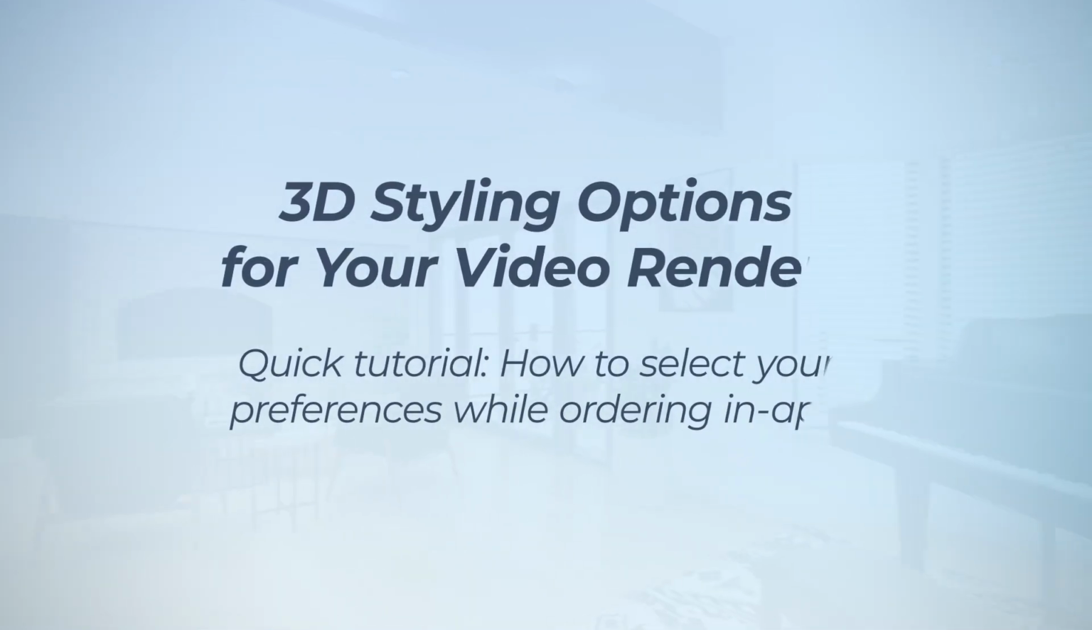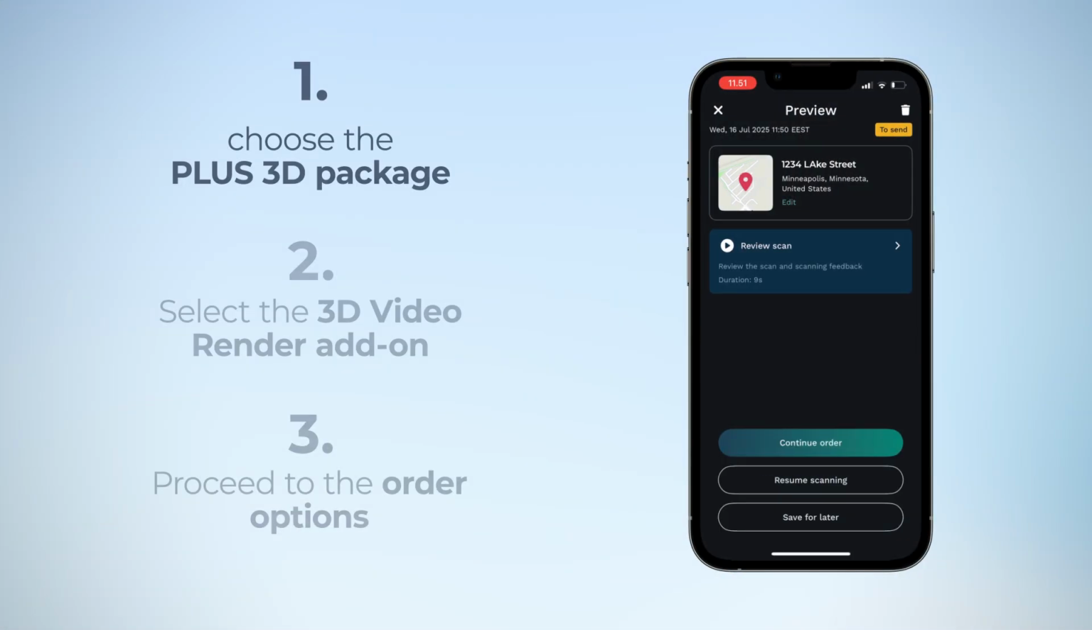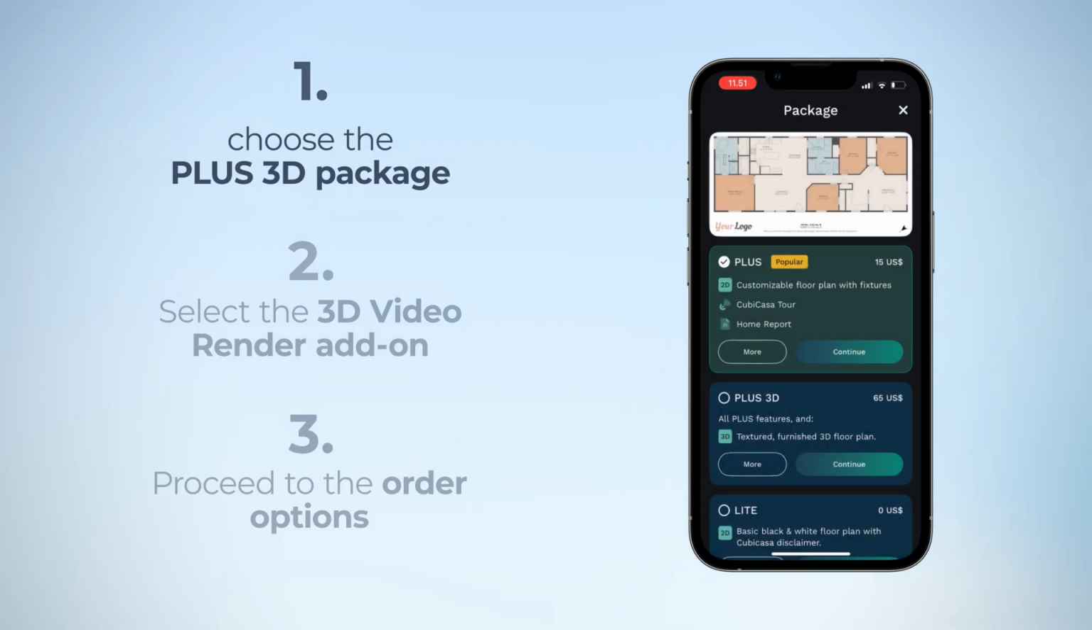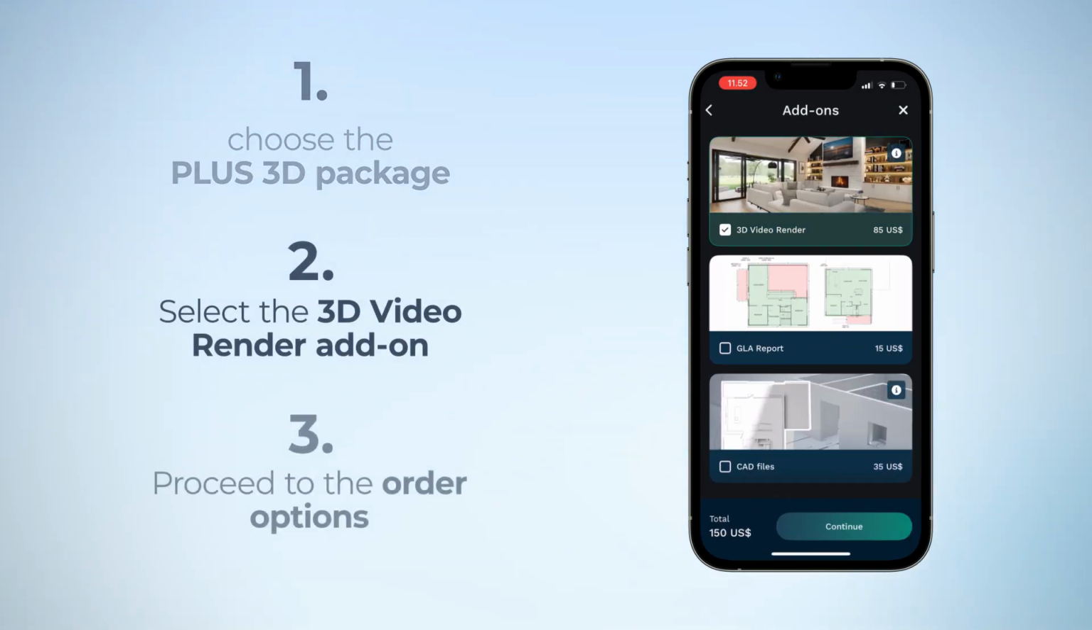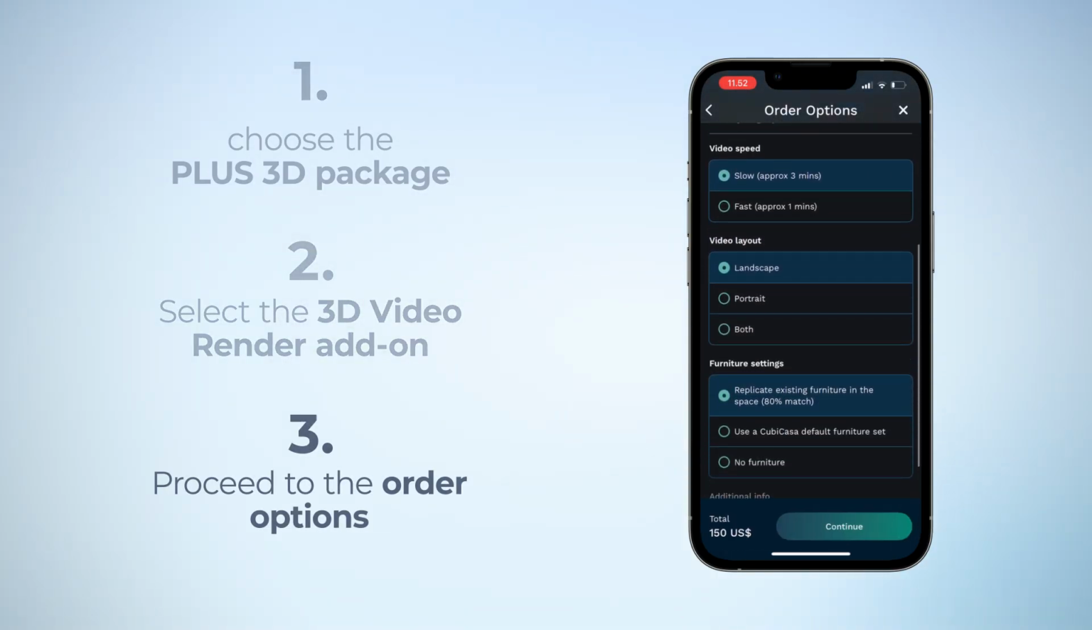How to change CubiCasa 3D styling options. After you finish scanning your house, go to Packages and choose the Plus 3D package. Choose optional add-ons like 3D video render, and proceed to the order options. Here are all the styling options for your 3D video renders.